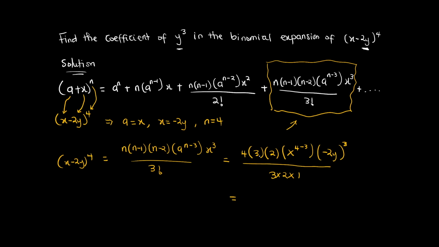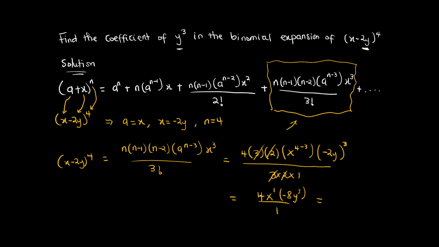So from here, we just compute all we have over here. So 4 multiplied by 3 will give us 12 multiplied by 2. Let me cancel. So this will cancel this, and this will also cancel this. So we are done with the denominator. So I only have 4x. This one will have x power 1, so we just write x. Then minus 2 cube will give me minus 8. Now y cube will give me y cube. So this is all over 1.